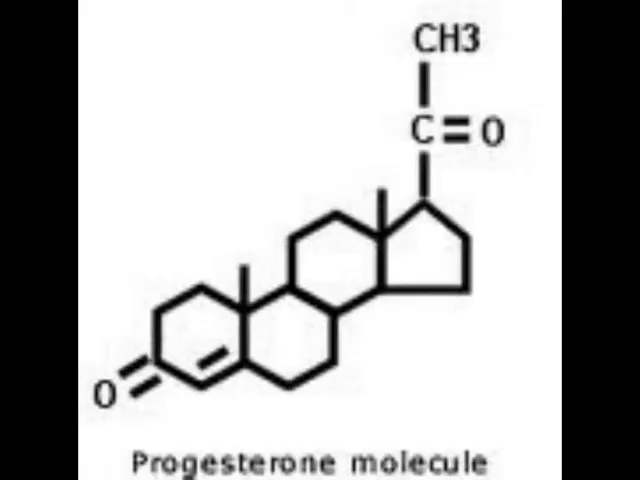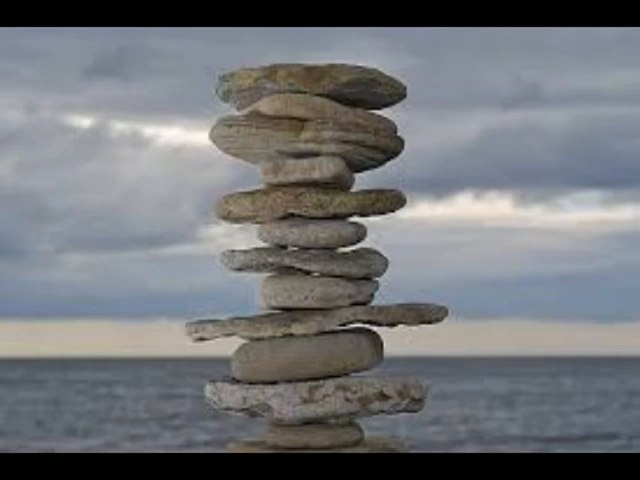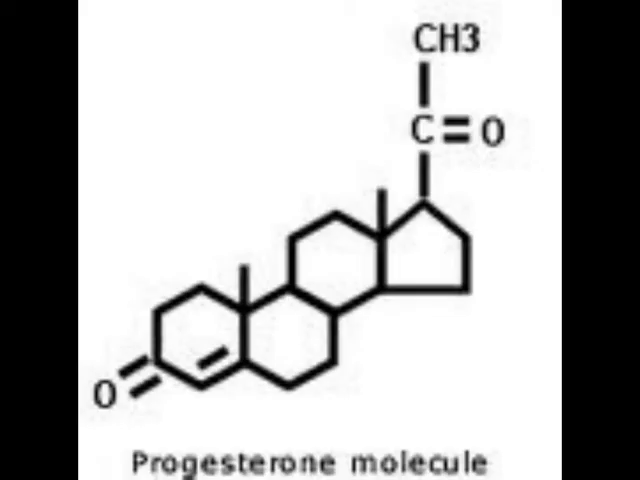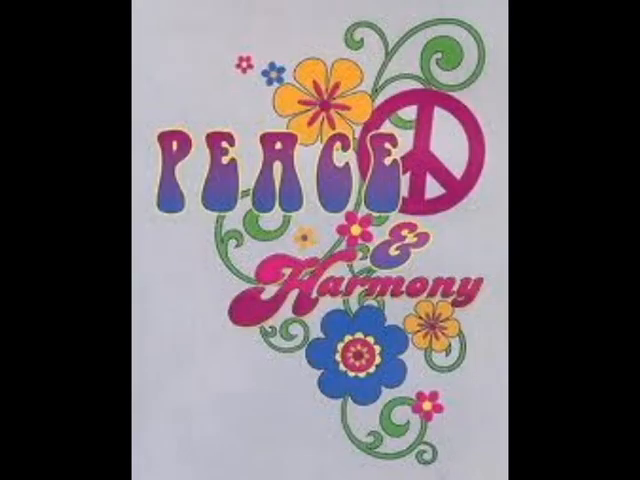Progesterone plays an important role, and it is to balance the estrogen levels in the body. Without this balance, women are at risk of breast cancer, reproductive cancer, and menopause. It is because of the low levels of progesterone and estrogen that they need to balance each other so women can be at peace and at harmony.